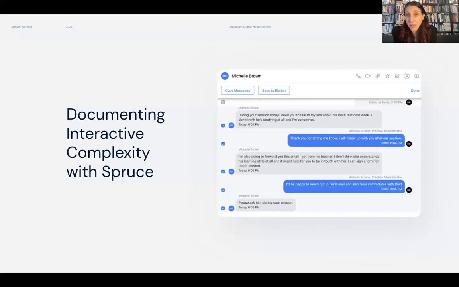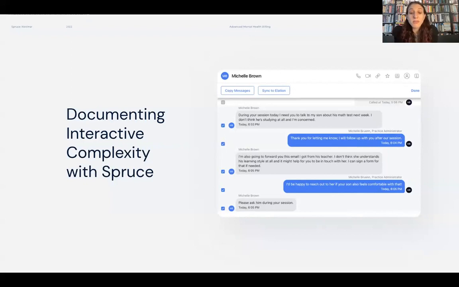So for example, you have an adult patient and they decide that they want you to meet their partner during your session. This is interactive complexity. This is not a situation where there would be an expectation that you would have a third party as part of that session. This is an add-on.